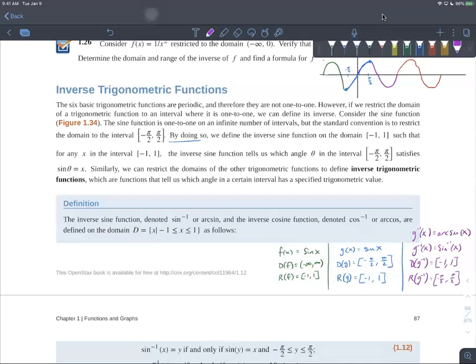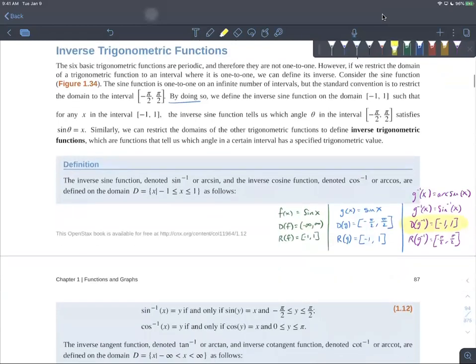All right, and we'll see more about how this works coming up. The inverse sine function denoted sine inverse or arc sine, and the inverse cosine function denoted cosine inverse or arc cosine are defined on the domain D, which is going to be all x values between negative 1 and positive 1, including negative 1 and positive 1. That's what we just talked about.